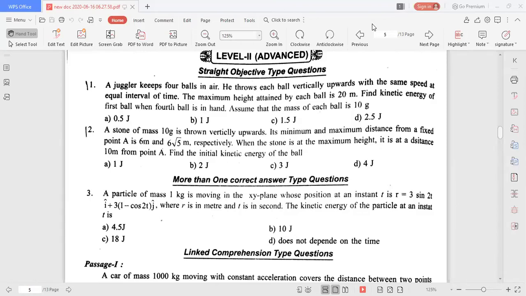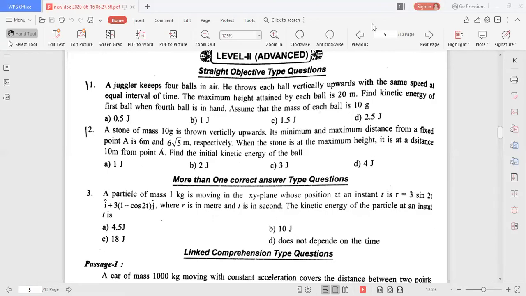The j cap coefficient here is 6 sin 2t, and the other one is also the same. That's why (6 sin 2t) whole square. You take 6 square common in both the terms, 1 by 2 into 6 square, and then you get cos square 2t plus sin square 2t, which means 1. Therefore 6 square by 2, 6 square means 36 by 2. That implies the kinetic energy of the body is equal to 18 joule.